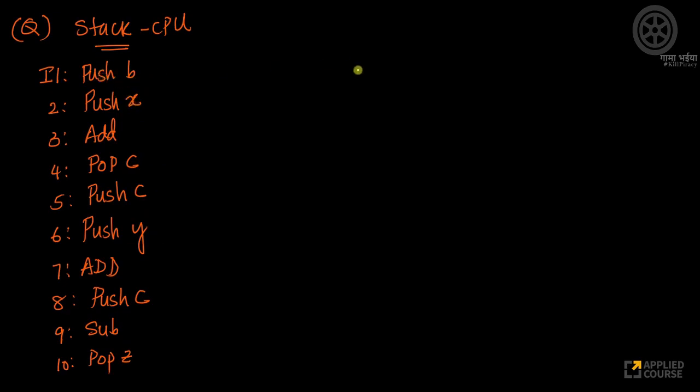So push B, which means in my stack I'm going to push the value of B. Then it says push X. So I'm going to push X to my stack. Then it says add. So when I do add, what happens? Look at this. This is my second operand. This is my first operand. So what do I perform? B plus X is now pushed to the stack. So add basically finishes the operation and also pushes the result back. So my stack now contains B plus X.